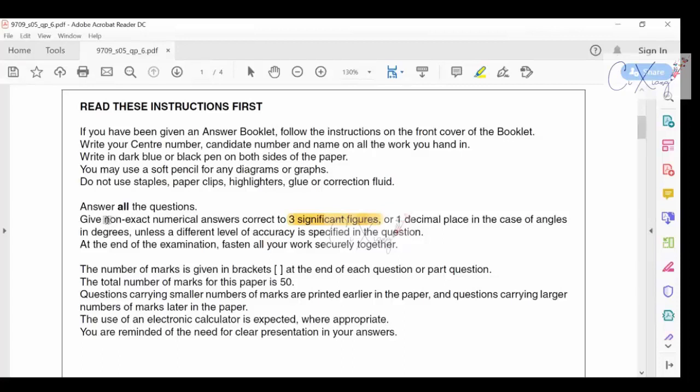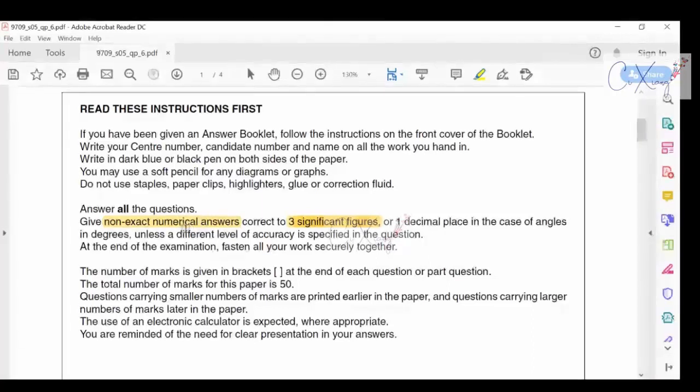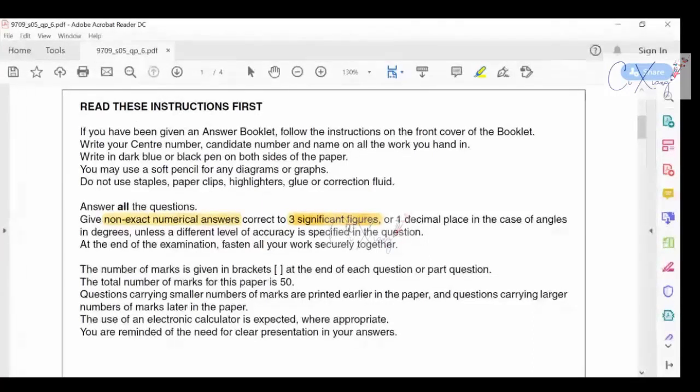What is the meaning of non-exact numerical answer? It means that when you press the calculator, the decimal number in the calculator is very long, with no ending point, until it occupies the very last digit of the calculator. So it requires a non-exact numerical answer. When you have this kind of answer, you have to write it in 3 significant figures as your final answer. For maths, you can write 1 decimal place for an angle in degrees, so we'll learn this in maths later. But for statistics, the more related one is the 3 significant figures case.